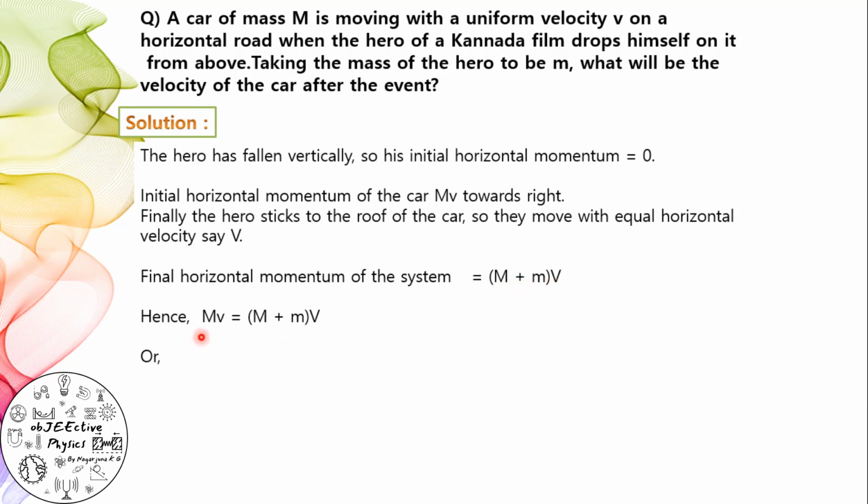Hence, according to the law of conservation of linear momentum, we can write it as total linear momentum before collision is equal to total linear momentum after collision. That can be written as capital M into small v is equal to capital M plus small m into capital V, or capital V is equal to capital M into small v by capital M plus small m. Next question.